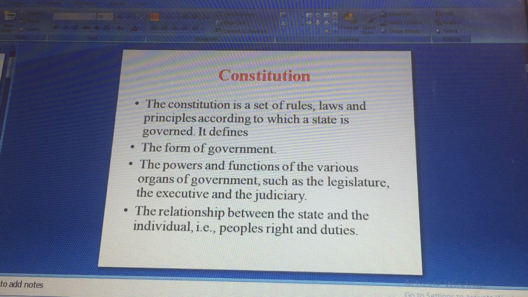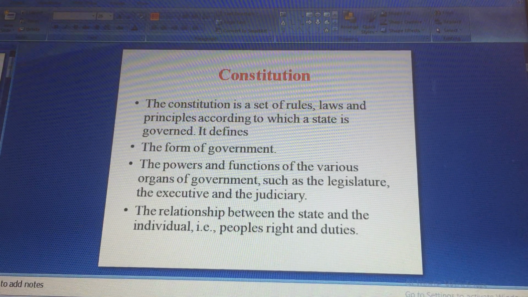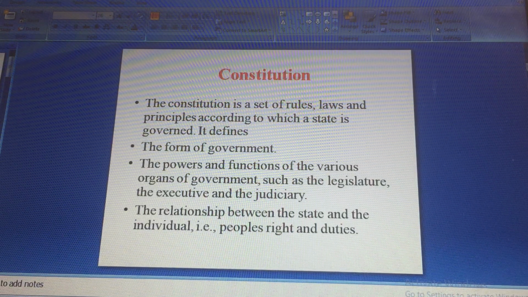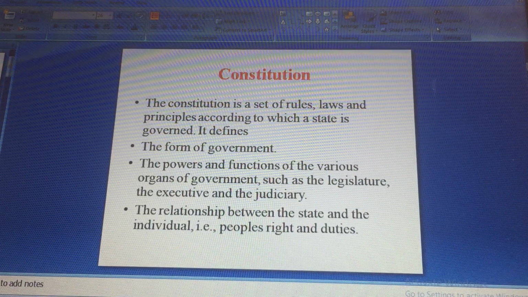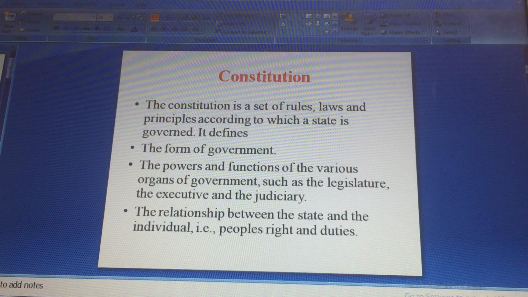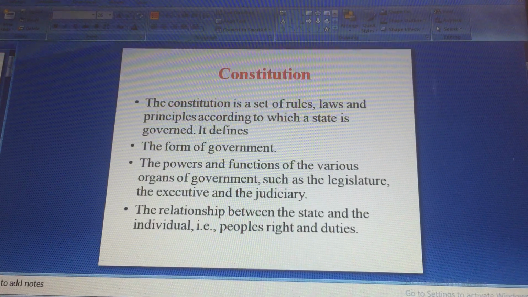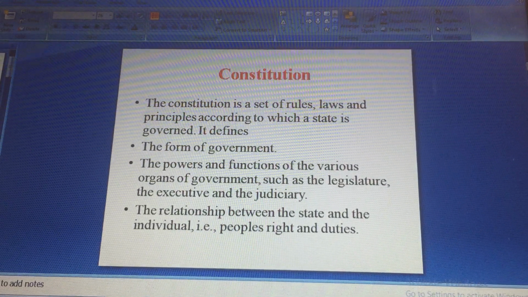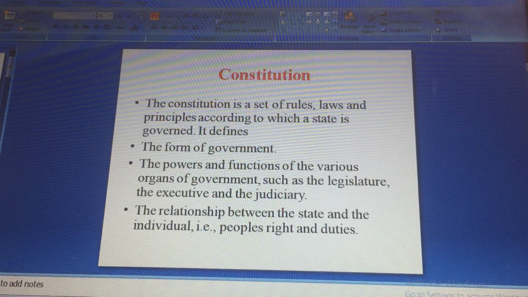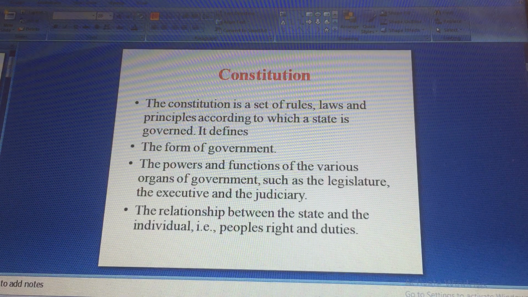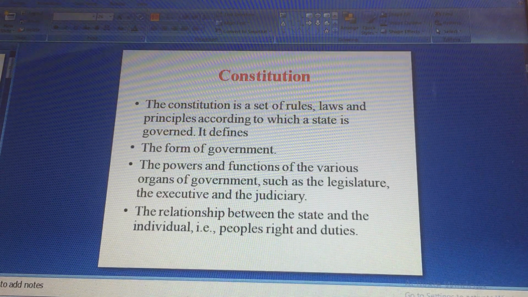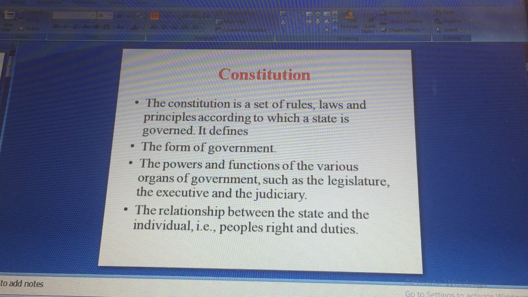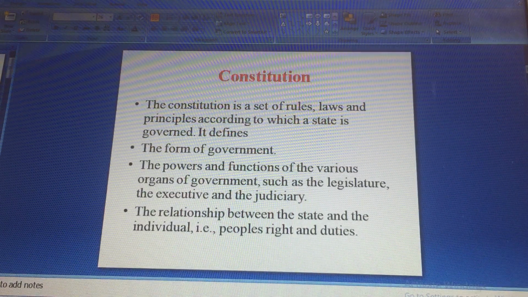Like when you play a game of football or cricket, there are some rules. In football, you have a rule that you have to pass the ball with your foot. Only the goalkeeper is allowed to use hands. There are some rules in cricket. In the same way, when you run a country, there are some rules and regulations. And where are these rules and regulations written? These rules and regulations are written in a book called the Constitution.